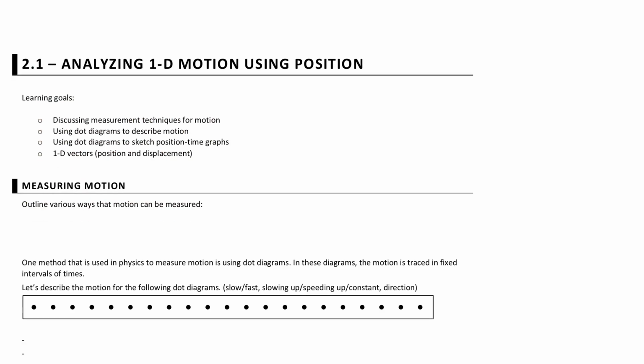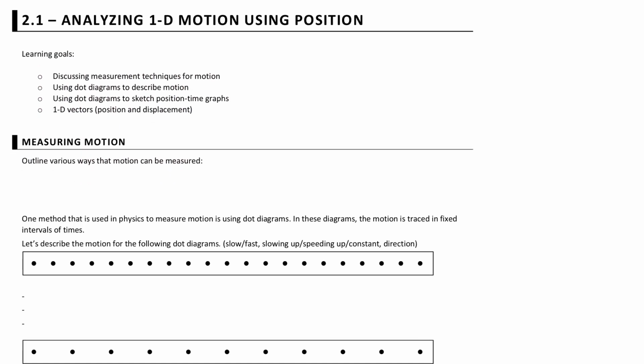I'm going to move on to the very first section, which is analyzing one-dimensional motion using position. Learning goals for this section would be to discuss measurement techniques for motion, using dot diagrams to describe motion, using dot diagrams to sketch position time graphs, and one-dimensional vectors, position and displacement.